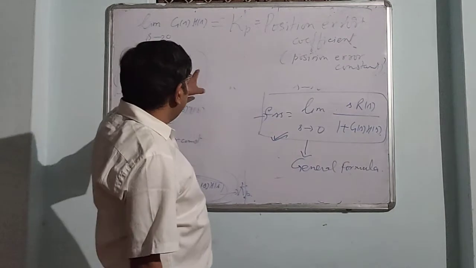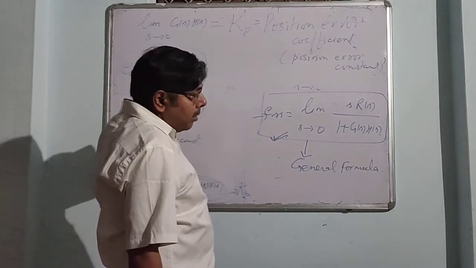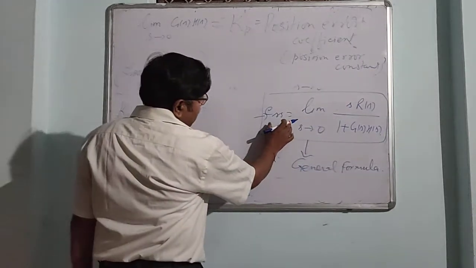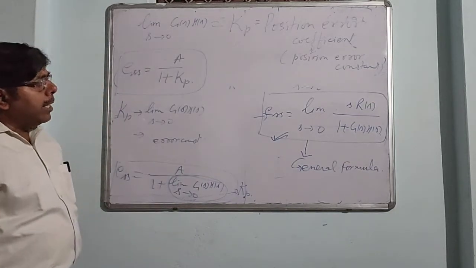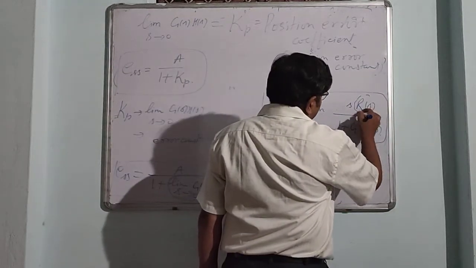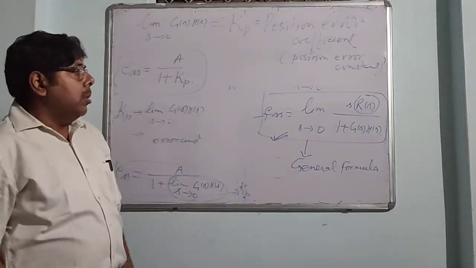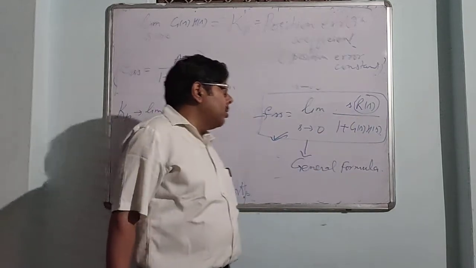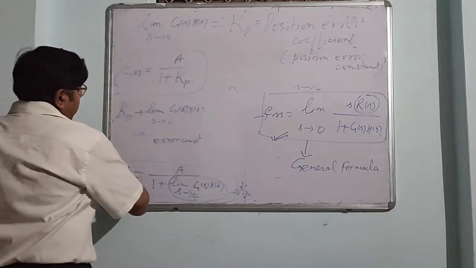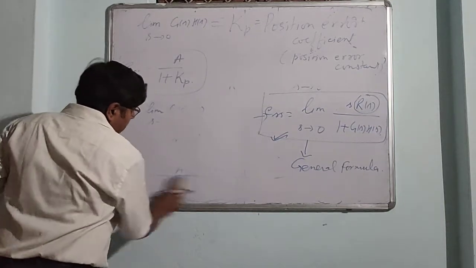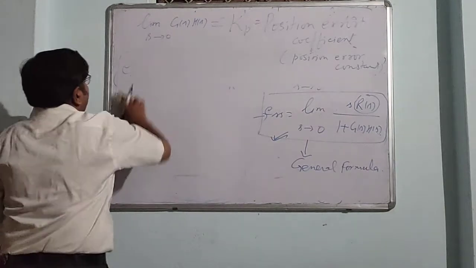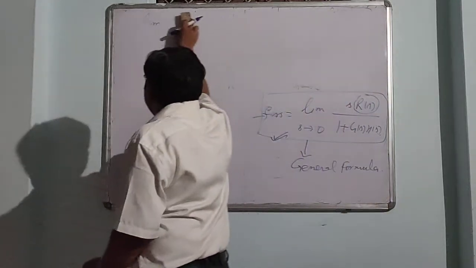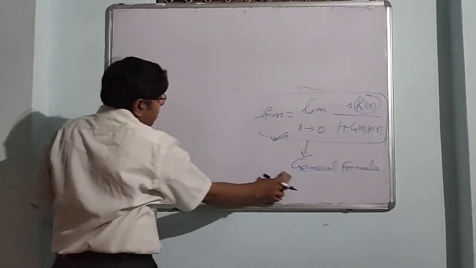Similarly, we can obtain errors for ramp and parabolic by using this expression. This is the general expression to calculate error for any type of input. You can use any standard function or any general function for R(s). So you can use this expression for any type of input to calculate the steady state error. Here we have calculated steady state error for one standard input, that is step input.